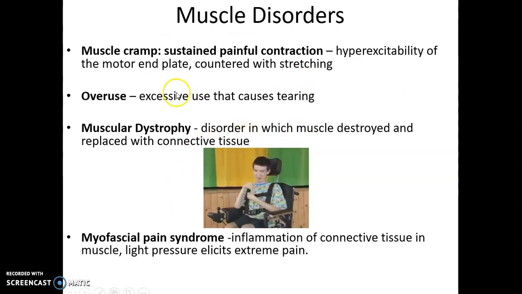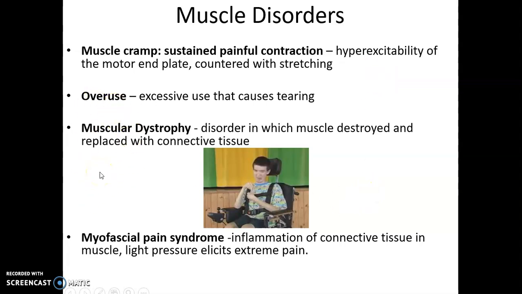All right, muscle disorders. A muscle cramp is usually a sustained, painful contraction. They think this is caused by hyperexcitability of the motor end plate, so that the muscle fiber is generating a muscle action potential without getting a signal from a neuron. And one way to deal with this is to counter it with stretching.